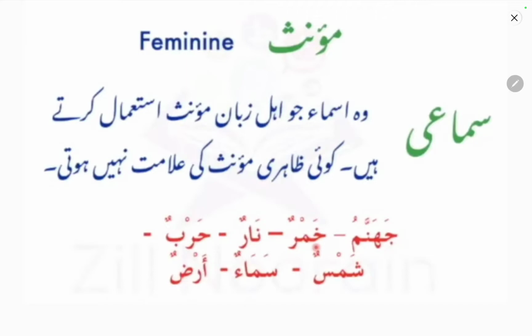So far we have seen the three rules of feminine nouns. Muannas-e samai means just by hearing they have labeled these nouns as feminine nouns without any rule. Like jahannamu. There is no ta marbuta at the end, and it does not come under a natural gender, but still it is a feminine noun. Now khamrun is also muannas-e samai, that is it is a feminine noun. Narun, harbun, shamsun, sama'un, arzun, all these are feminine nouns.